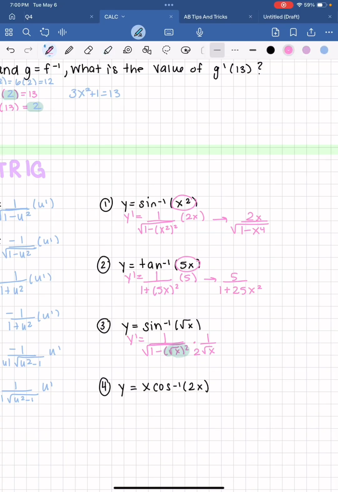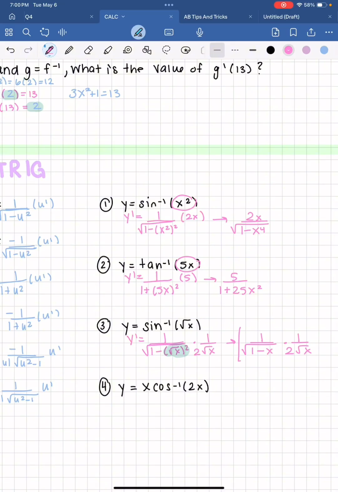This radical that I circled in green is going to become 1 over the square root. Radical x squared is just x. The radical drops out. Times 1 over 2 radical x. So how could they write this? I don't know.